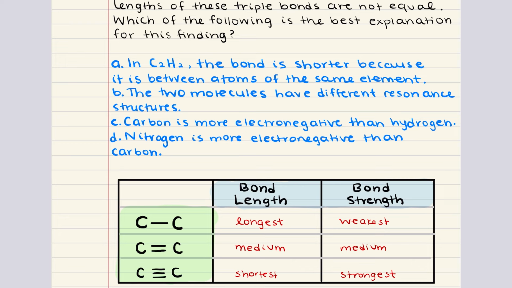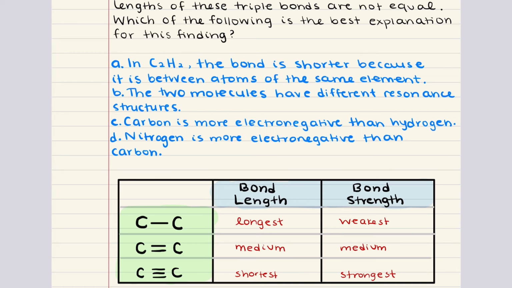Let's go to C. C says carbon is more electronegative than hydrogen. Okay, this is a true statement on its own, but it does not directly explain the difference in triple bond lengths because the triple bond is not happening between the hydrogen and the carbon. The triple bond is happening between carbon and carbon for acetylene and carbon and nitrogen for hydrogen cyanide.